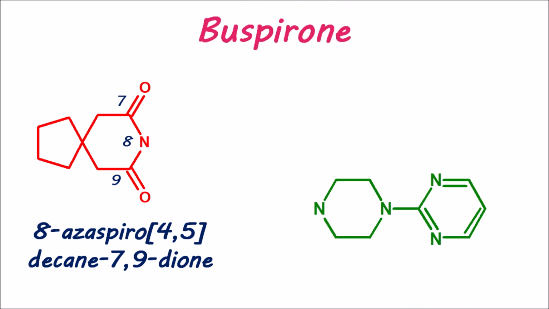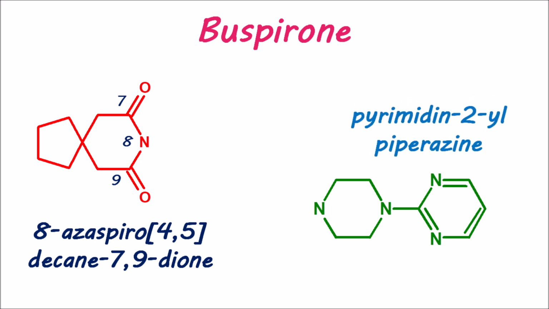Another heterocyclic ring system is pyrimidin-2-yl-piperazine, which exists as an active metabolite after the metabolism of buspirone. These two ring systems are connected by a butyl bridge. That's why we can observe the prefix Bu in the name of buspirone. So that's the pharmacology of buspirone.